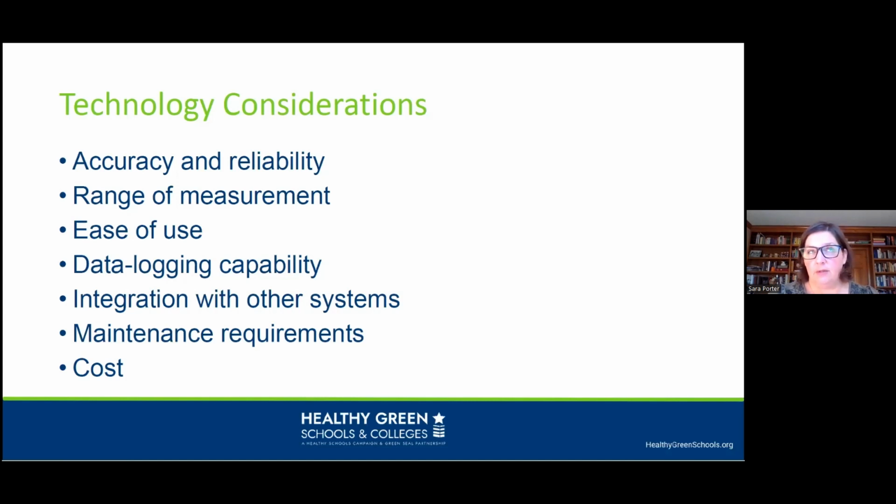the different devices might be designed to measure a different amount of space, or different contaminant concentrations. So you're going to want to look at that as well. Ease of use, of course, is really important, which ties in with training, which is incredibly important to make sure that the technology is being used correctly. Data logging capability, we talked about a little bit, and integration with other systems, maintenance requirements, and costs. So there is no exact right or wrong answer, but these are things we wanted to point out for you to consider as you're maybe looking at piloting a program in your district.